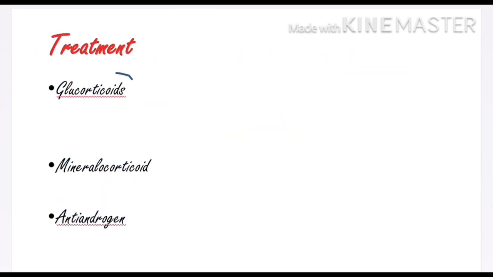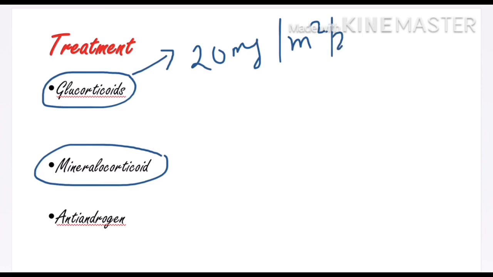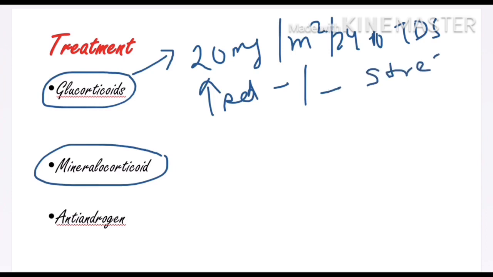We have glucocorticoid deficiency, we have mineralocorticoid deficiency. Okay, so we must replace by giving glucocorticoid. The dose is 20 milligram per meter square per 24 hour per oral TDS. Okay, this dose should be increased or doubled in case of a stress situation, like a child undergoing surgery or something like that.